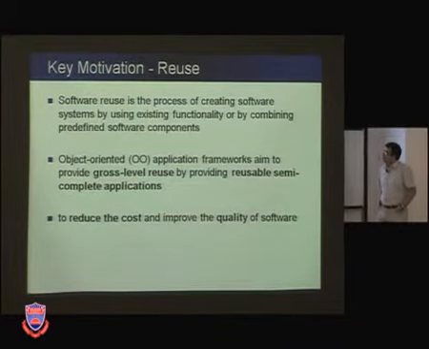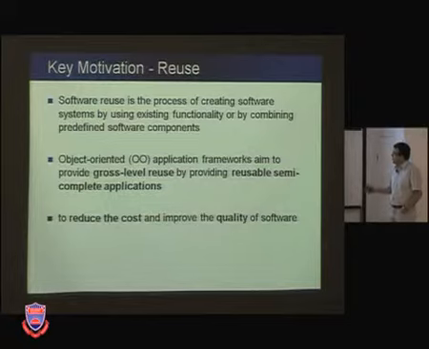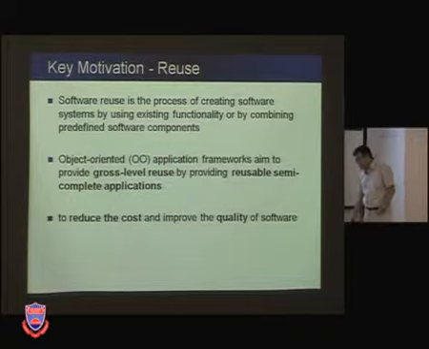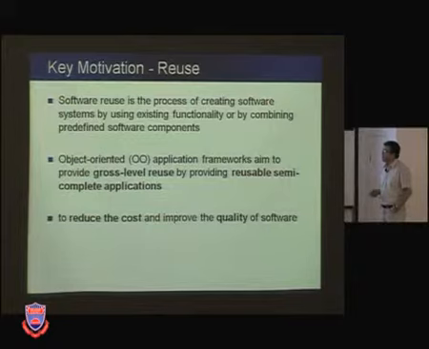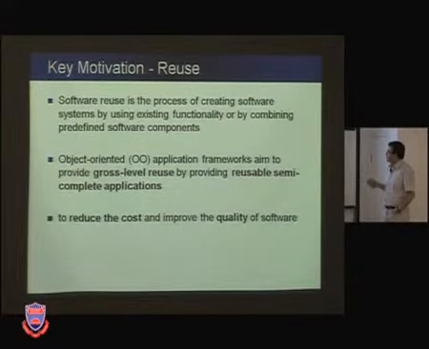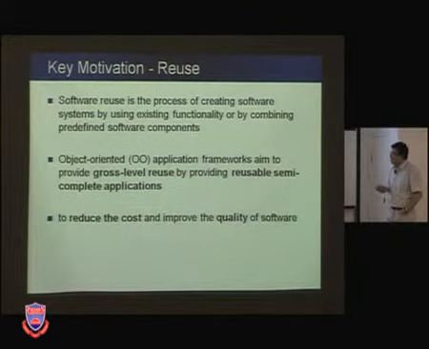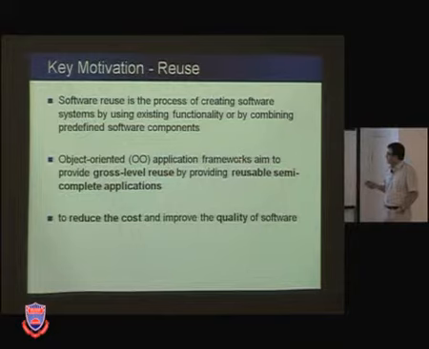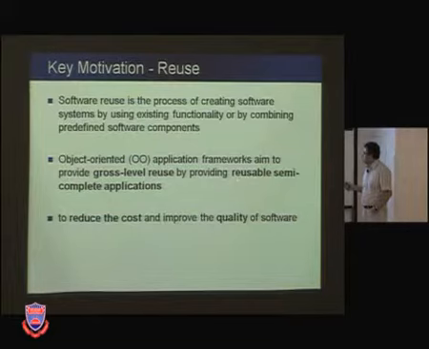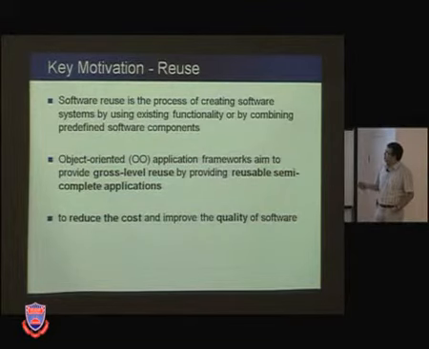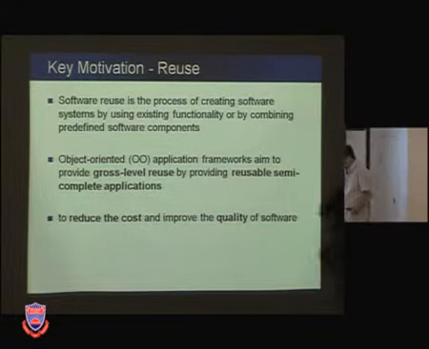What's the key motivation here? So it's reuse. If you look closer at the concept of reuse, what's that? It is the process of creating software systems by using existing functionality or by combining predefined software components. And object-oriented frameworks, application frameworks, aim to provide gross-level reuse by providing reusable semi-complete applications. The goal is to reduce the cost and improve the quality of software.